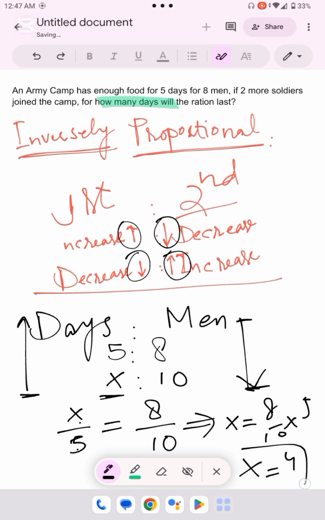So that means the ration will last, the food will last only for 4 days if two more men join the camp. This is called the inverse relationship.